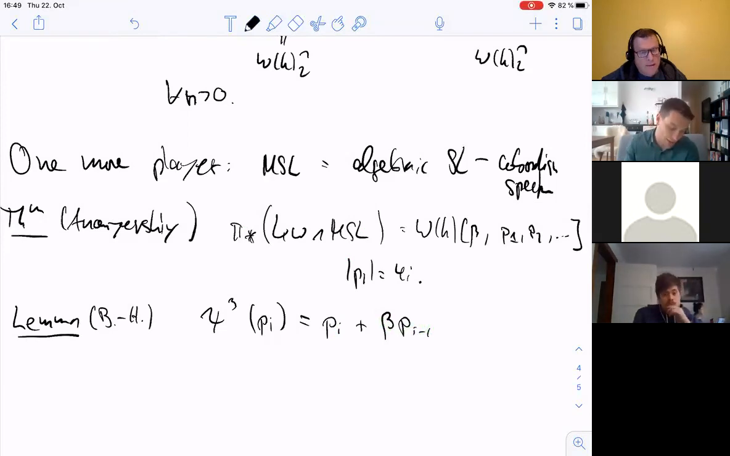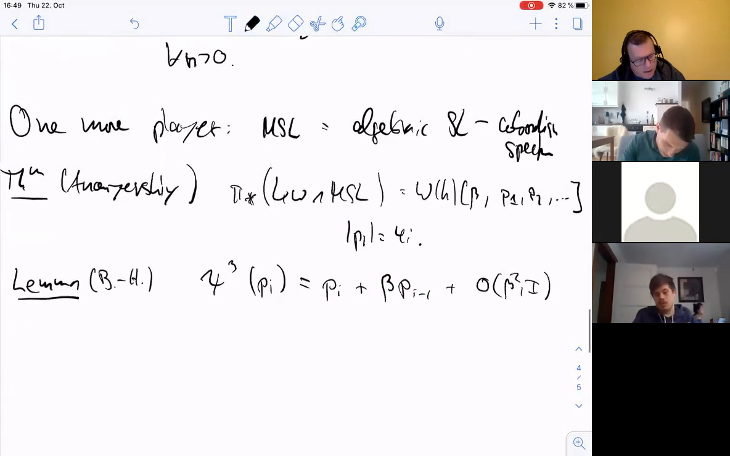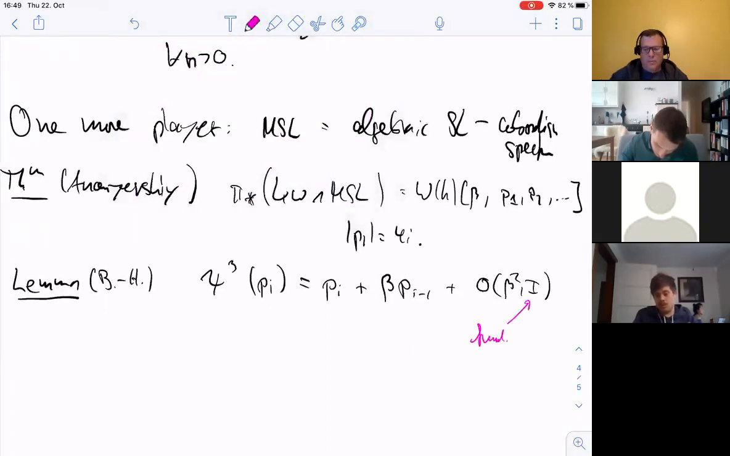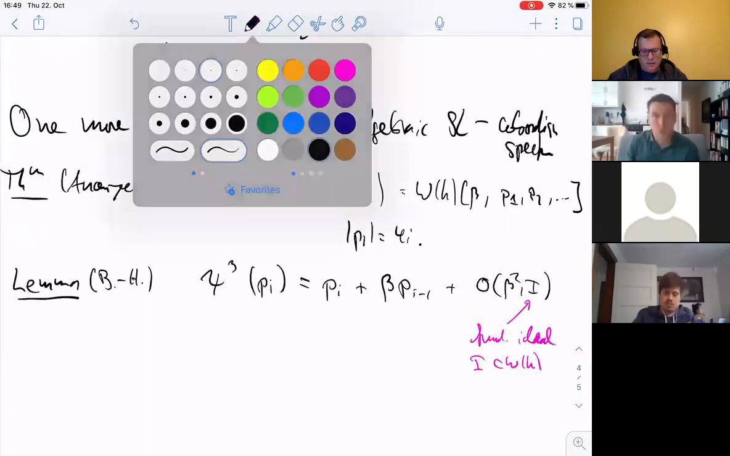And then there are some other error terms. So I'm just going to write plus order beta squared or I. So I, this thing here, I have not used so far. This is the so-called fundamental ideal. So this is some particular ideal in the Witt ring. In fact, the quotient is Z mod 2.